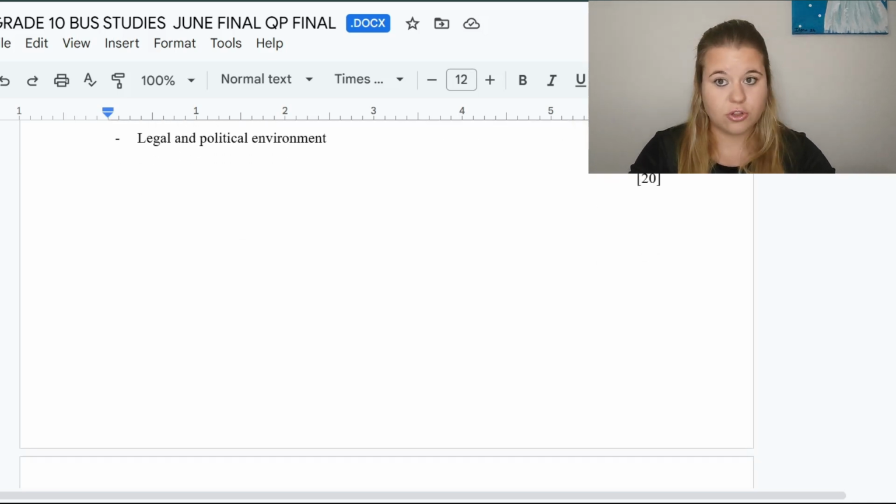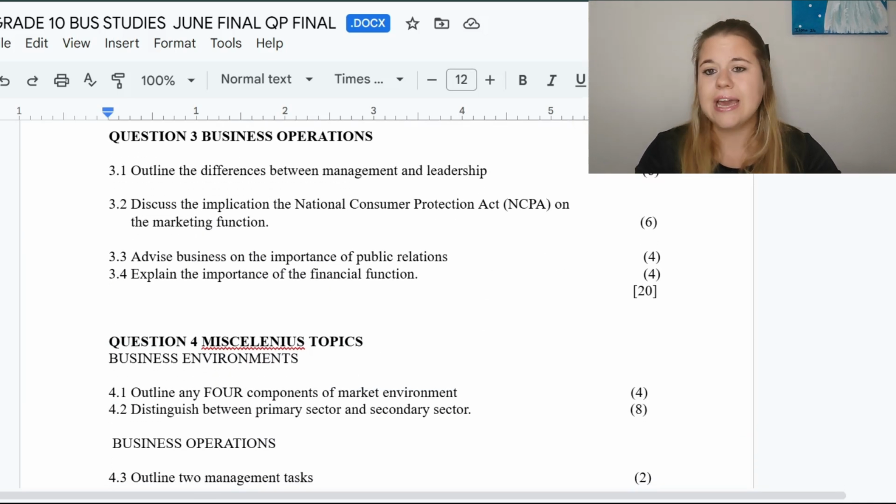Now we move on to question 3. See the heading question 3, business operations. All right, here we are outlining the differences between management and leadership, which forms part of the business functions chapter. Discuss the implications of National Consumer Protection Act. Advise the business on the importance of public relations. Again, here we're talking about all the different business functions. Remember, quality of performance can also be included here. And then the last one is the financial function.